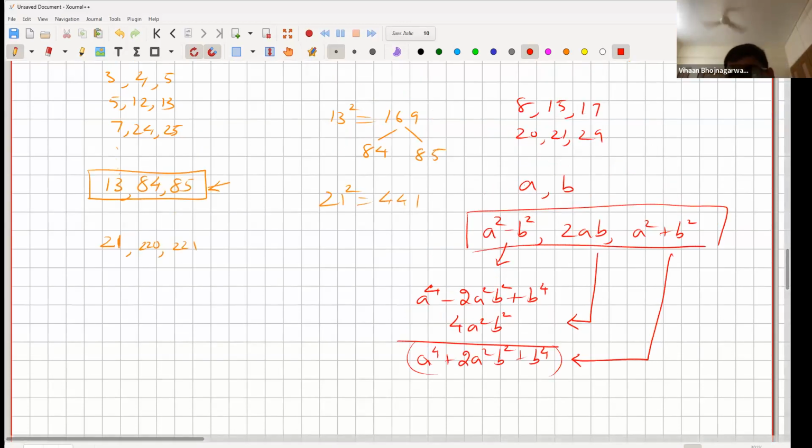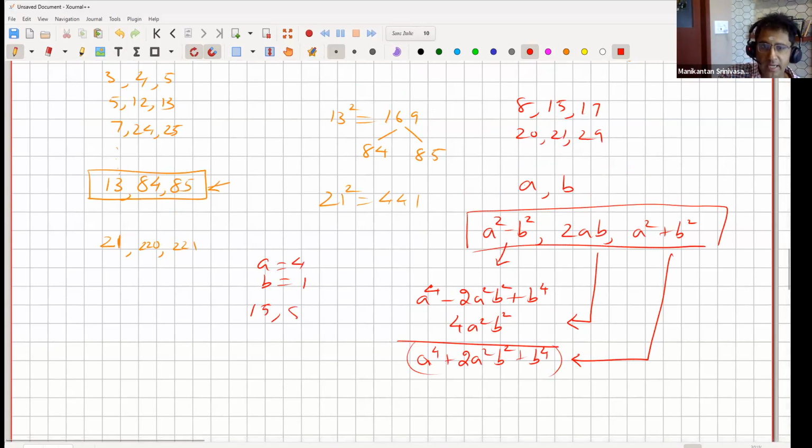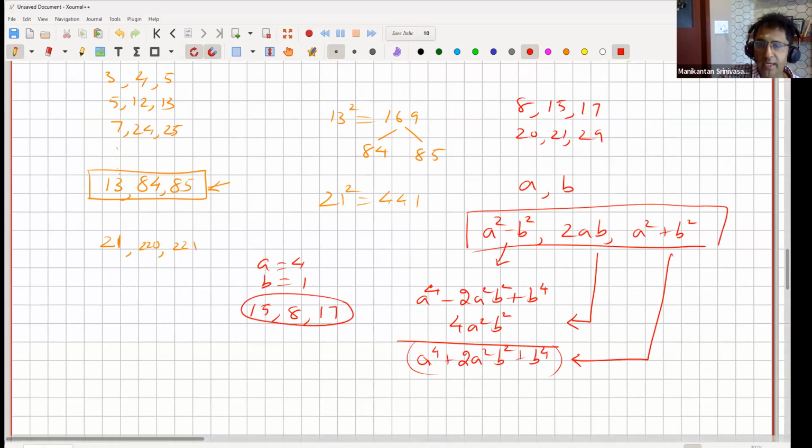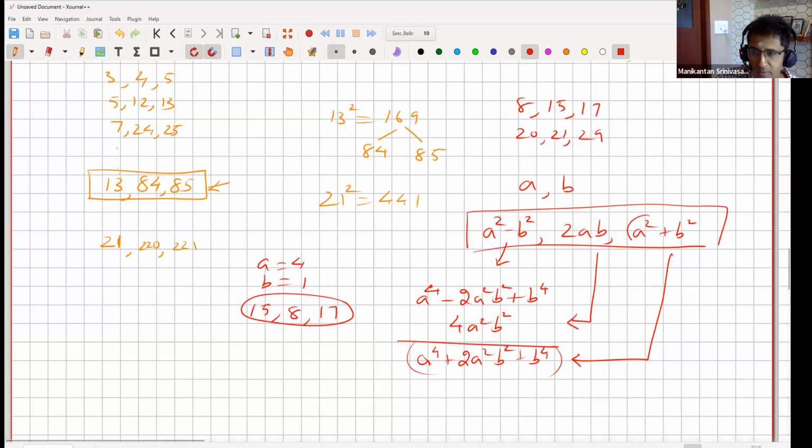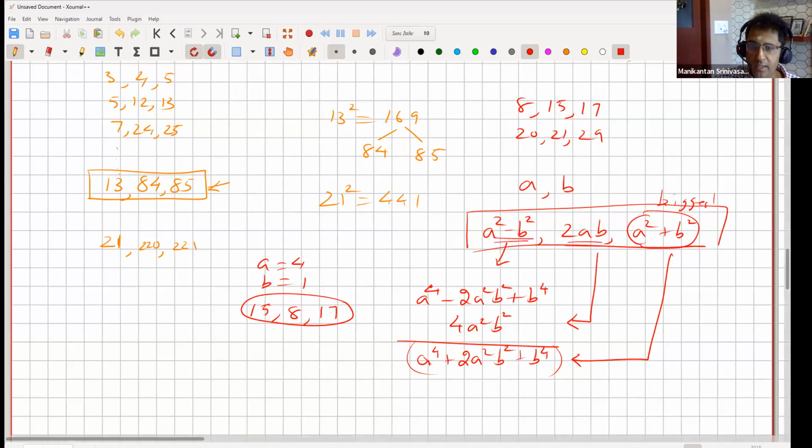So for example, let's say I pick a is 4 and b is 1, right? So 4 square minus 1 square, 16 minus 1 is 15. 2 into 4 into 1, 2ab is 8. A square plus b square is 17. So that's 15, 8, and 17. Of course, you're not guaranteed that they'll be in ascending order. A square plus b square will be the biggest. That's for sure. That'll be the hypotenuse. But between a square minus b square and 2ab, anything can be higher, anything can be smaller. Does that make sense to you? Okay. So that's something you should know about triplets.